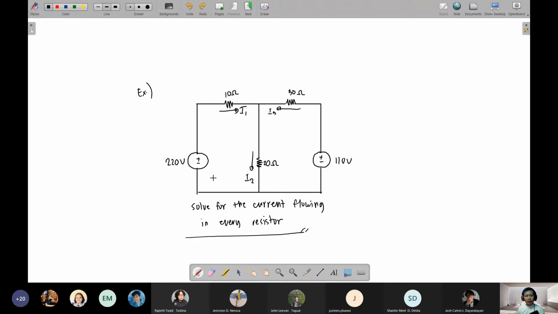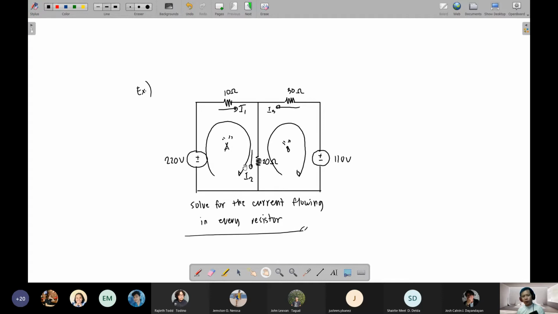Now for this one, let's say let's have this as clockwise. Okay? Loop A. This one is also clockwise. Loop B. Okay? So we now have our step number 2 finished. It's that simple. Step number 1, assign current. Step number 2, assign loop. Step 1 and step 2 are simple, but they are very critical.